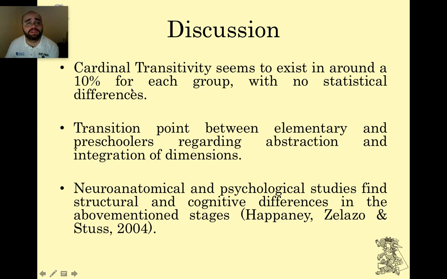So for discussion, cardinal transitivity seems to exist in around 10% of each of these groups, with no statistical differences. And if we take into account both the quantitative and the qualitative findings in this study, we could say that there is some transition point between preschoolers and elementary children regarding abstraction particularly, and the integration of dimensions. And this would be consistent with neuroanatomical and psychological studies, which find structural and cognitive differences in the above-mentioned stages.